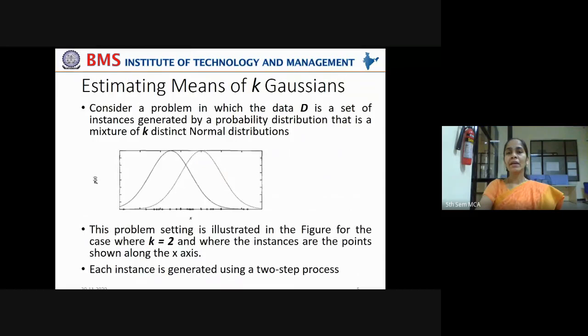Now let us take the help of this expectation maximization algorithm in estimating the means of k Gaussians. What is Gaussian distribution? It is the other name for normal distribution. You need not get confused when you see Gaussian and normal being used interchangeably. Both are the same. A Gaussian or a normal distribution will be in the form of a bell curve.